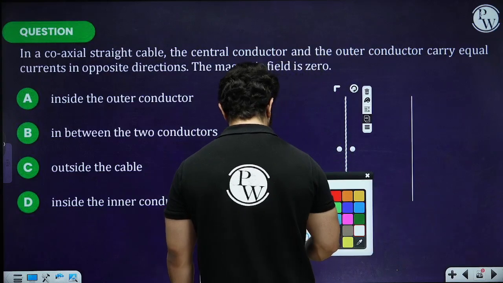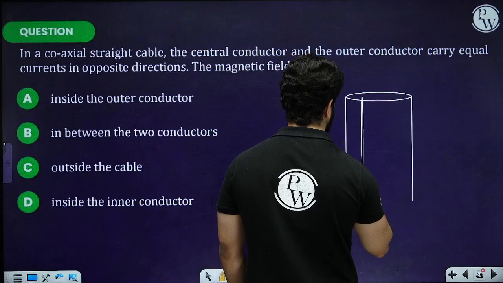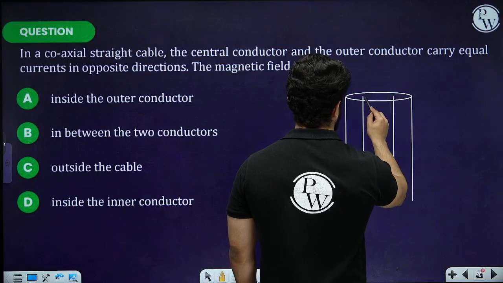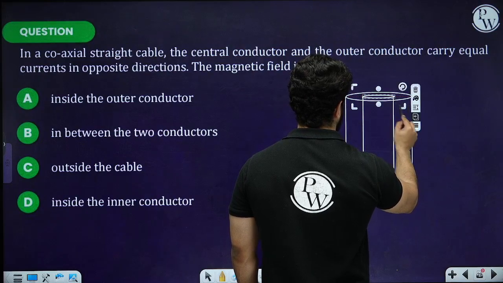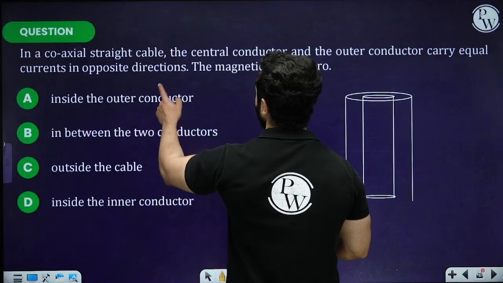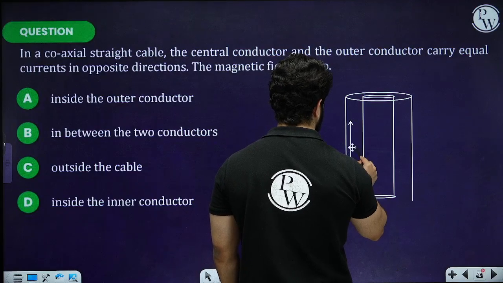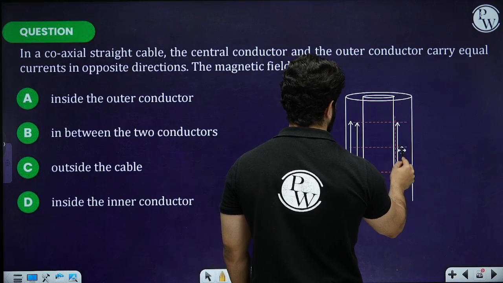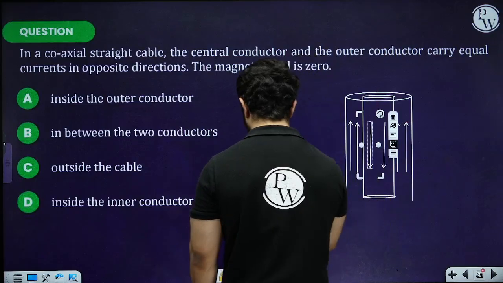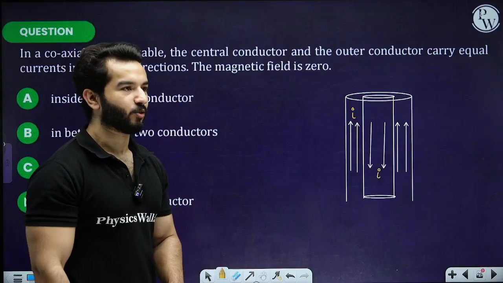Let's suppose you have got something like this, and now they are saying that we have got a central conductor and an outer conductor carrying equal and opposite currents. So in the central conductor we have current over here, this is the outer one, and we also have current in the inner conductor, and both have the same current I, right? So they are saying to find where the net magnetic field is going to be 0. That's what they are saying.